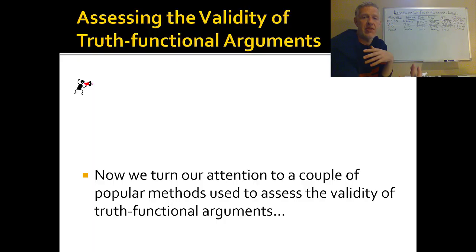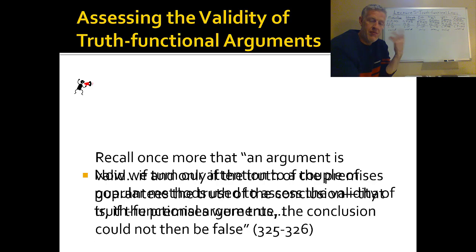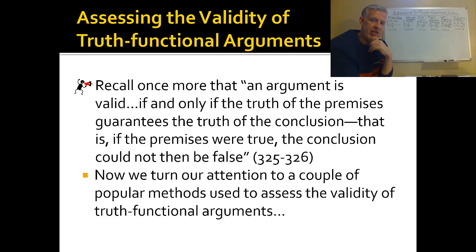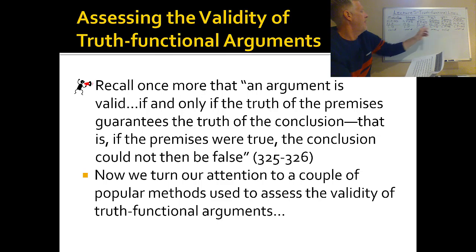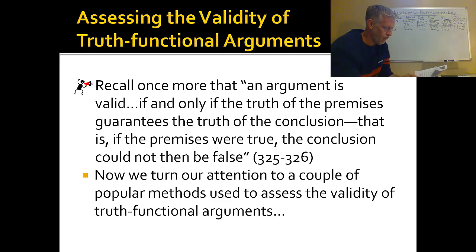We want to know if these arguments are any good, okay? As they remind us on pages 325 to 326, quote, an argument is valid if and only if the truth of the premises guarantees the truth of the conclusion. Remember, that's why these are all invalid, because we can assume these are true, and the conclusion still doesn't have to be the case. It can still be false. So that is, continuing the quotation, if the premises were true, the conclusion could not then be false, end quote.